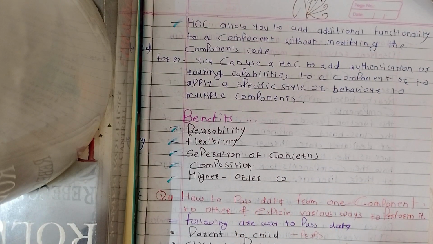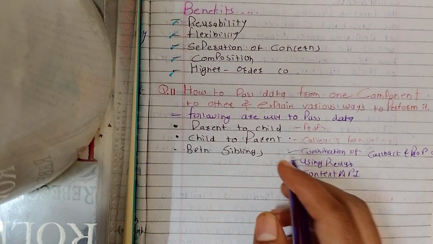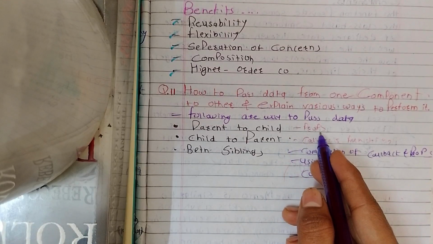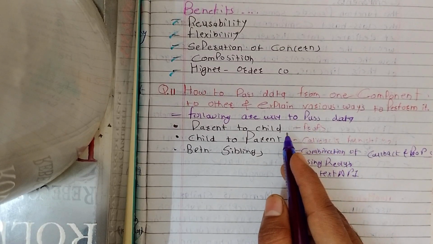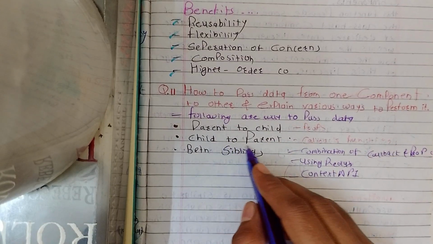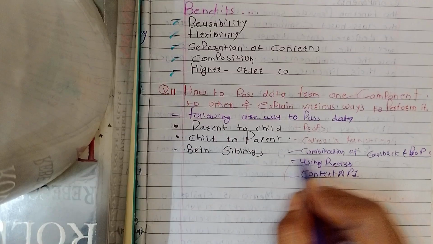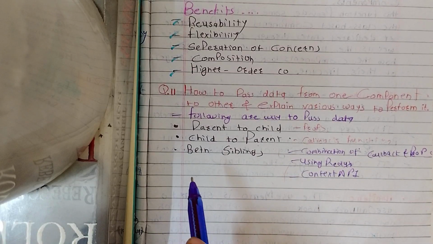Then, how to pass data from one component to another, and explain various ways to do it. The following are ways to pass data. Basically we can pass data from parent to child simply with props. This is very simple. Then from child to parent, we can do this using a callback function. And we can also pass data between siblings.